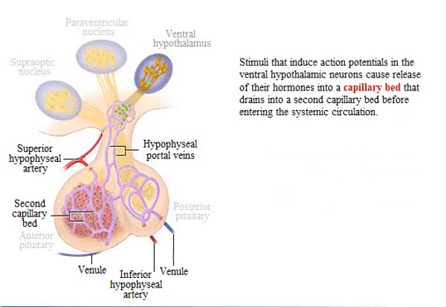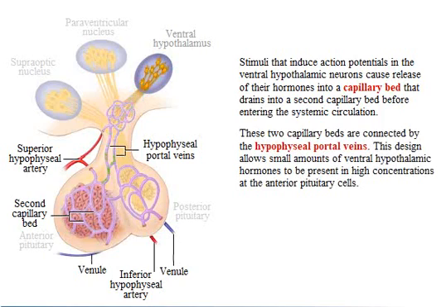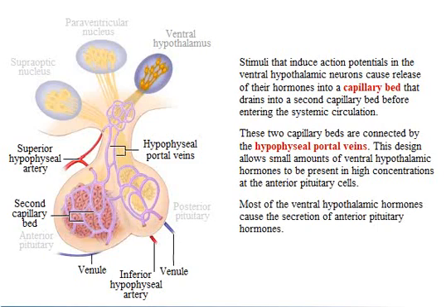Stimuli that induce action potentials in the ventral hypothalamic neurons cause release of hormones into a capillary bed that drains into a second capillary bed before entering the systemic circulation. These 2 capillary beds are connected by the hypophyseal portal veins, special vessels that connect capillary beds. This design allows small amounts of ventral hypothalamic hormones to be present in high concentrations at the anterior pituitary cells. Recall that most of the ventral hypothalamic hormones cause the secretion of anterior pituitary hormones.